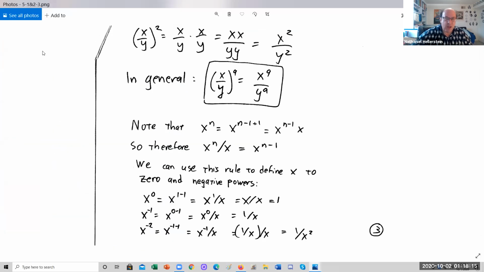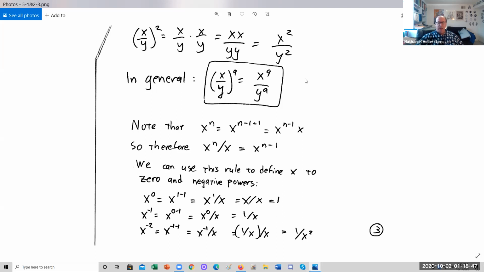All right. If you have a ratio squared, x over y squared, that's x over y times x over y, that's xx over yy, which is x squared over y squared. And in general, a power of a ratio is a ratio of powers. X over y to a power a is x to the a divided by y to the a. So powers distribute over division in the same way that multiplication distributes over addition.